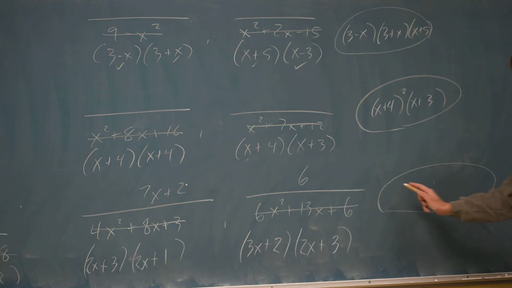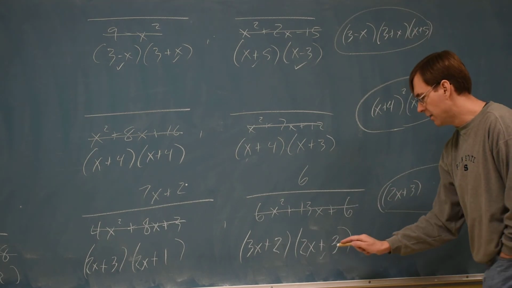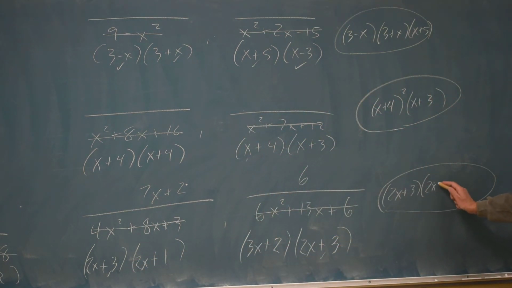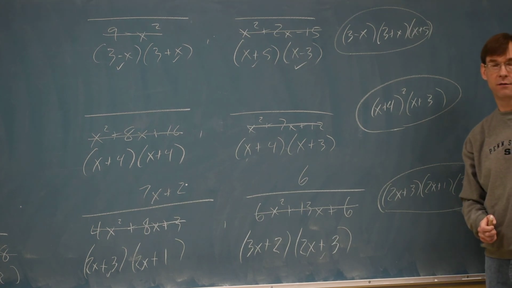This, I see 3 different things. I see 2x plus 3 in this one and that one. I see 2x plus 1 only in one of them, but if I see it, it comes. And then the other thing that I can see that needs to be in the answer is a 3x plus 2. And that's just about it for today.